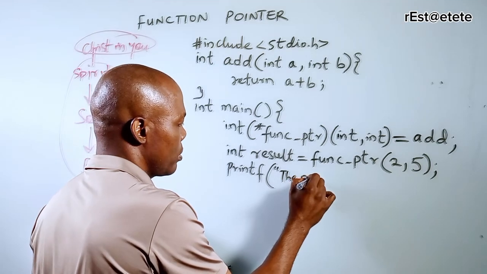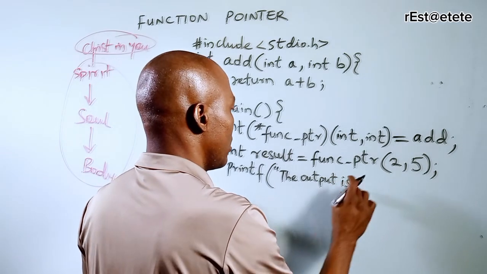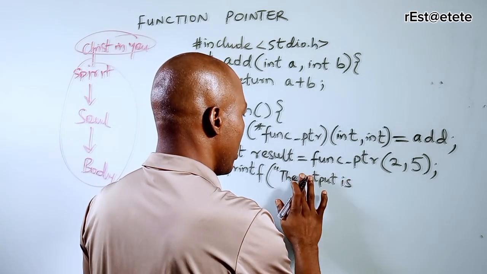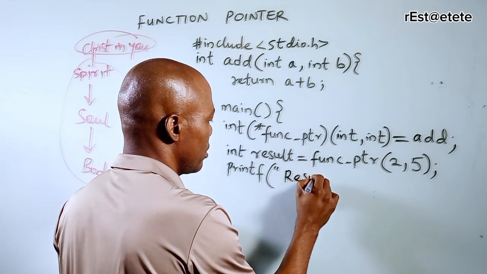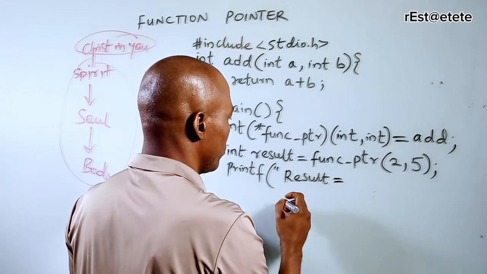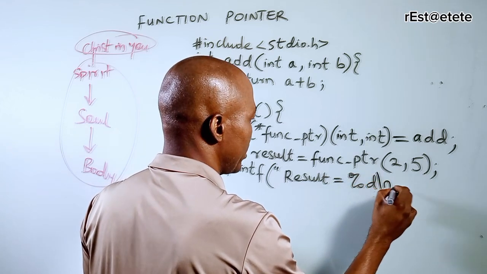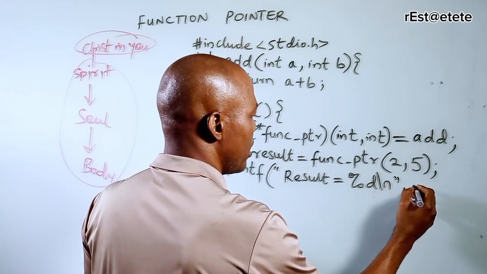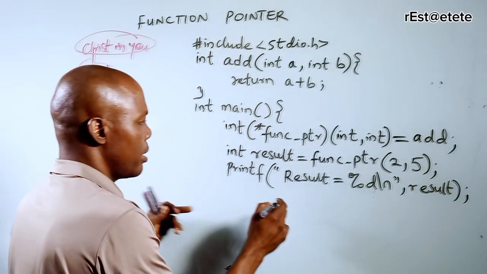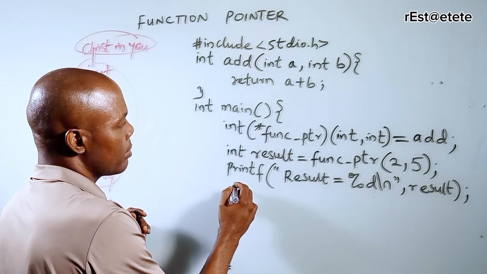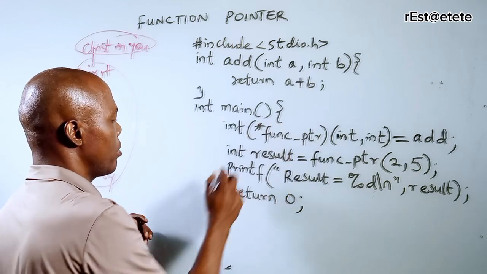The output is, I'll just say, result equals to %d. I'll put \n, and then I'll close this, and I'll say result, right? And I'll say return 0. So I'll close this.